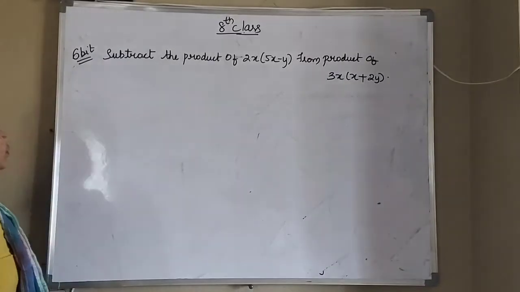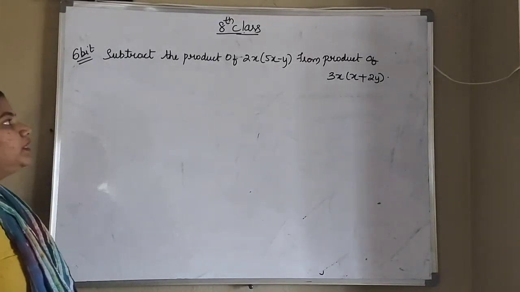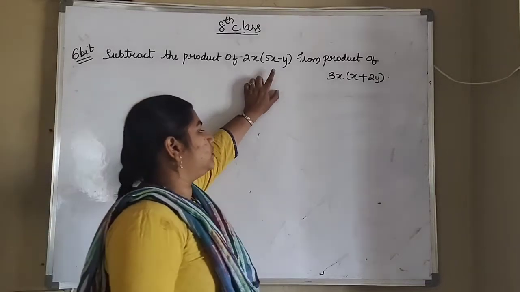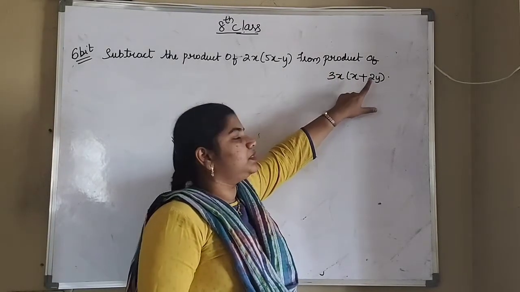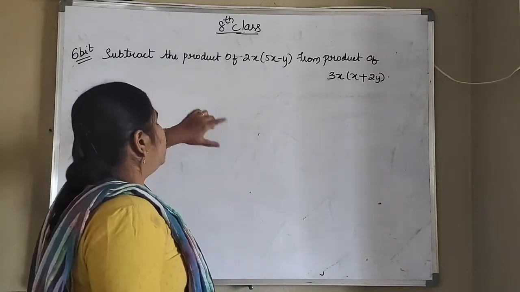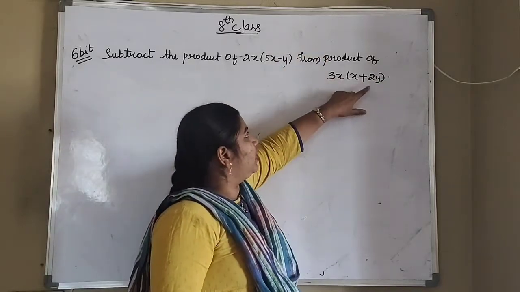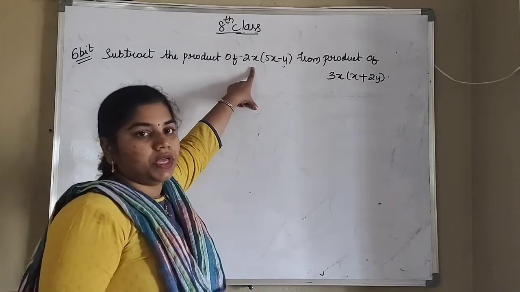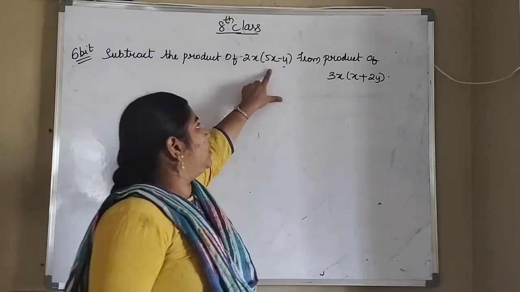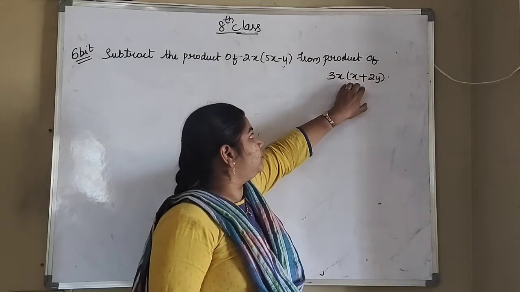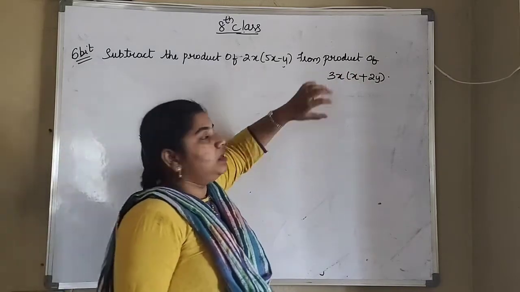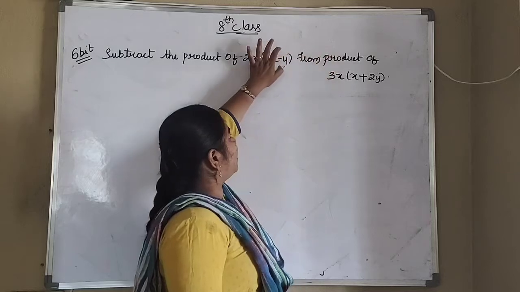So what is the next equation? Subtract the product of 2x into 5x minus y from the product of 3x into x plus 2y. So from this we have to subtract this term. The product of this from this, that means we have to subtract this term from this.